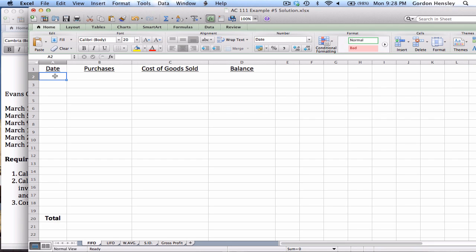Now what I've done here is I've set up 4 columns. I have a column for the date, purchases, cost of goods sold, and a balance. And eventually we're going to total some things up and get a total cost of goods sold. Now the first thing I want to do is just take this one transaction at a time. But bear in mind, the first attempt at doing this is going to be under the FIFO method. So this first version is using first in, first out method.